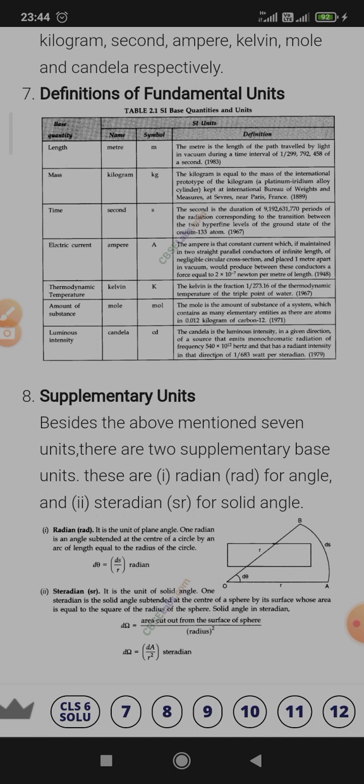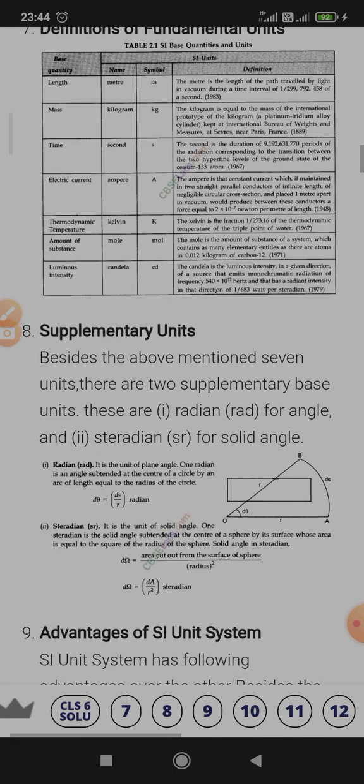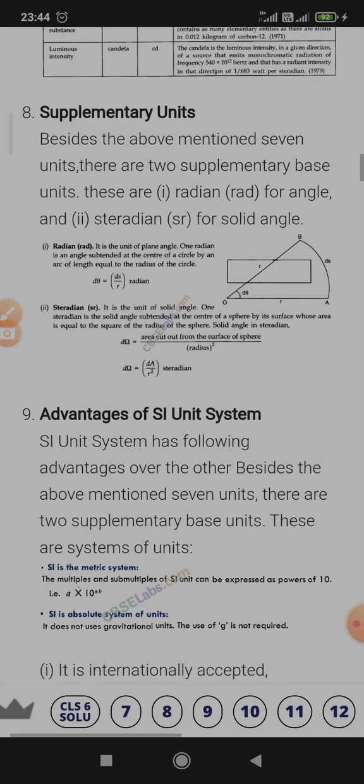Length, meter. Mass, kilogram. Time, second. Electric current, ampere. Thermodynamic temperature, Kelvin. Amount of substance, mole. Luminous intensity, candela. And there are two supplementary units. Besides the above mentioned 7 fundamental units, there are two supplementary base units also, and they are radian, rad, for angle, and steradian, sr, for solid angle.